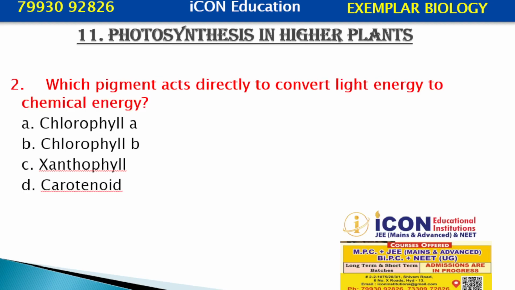Question number 2. Which pigment acts directly to convert light energy to chemical energy? Under the options, chlorophyll A. Chlorophyll A in the photosystem is present in the reaction center and acts directly to convert the light energy to chemical energy. The rest of the three pigment molecules are called accessory pigments. They trap the solar energy and pass it to the chlorophyll A which is present in the reaction center. So option A is the correct answer.